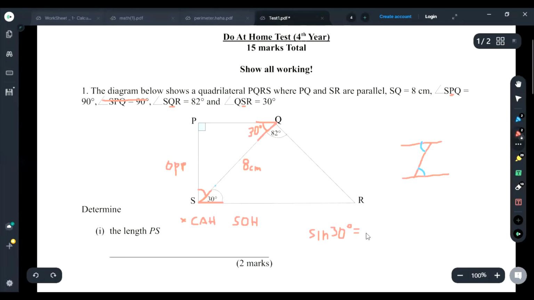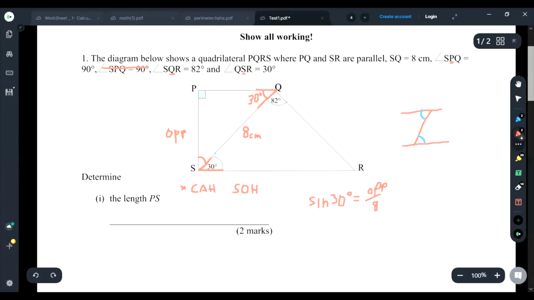Anyways, so we have here the opposite, which we don't know, over the hypotenuse. And then you guys will have to work that out to find the opposite, or PS, okay? So that's going to be your task.